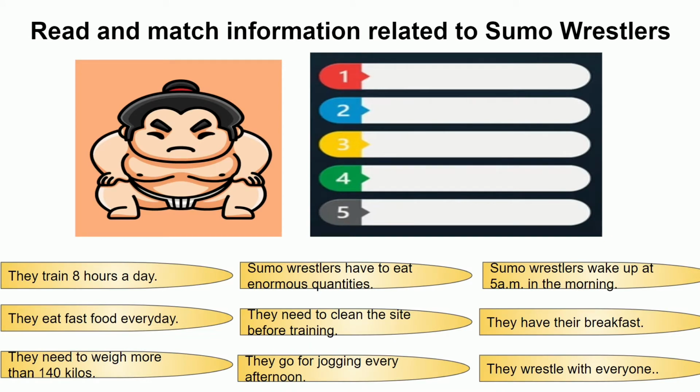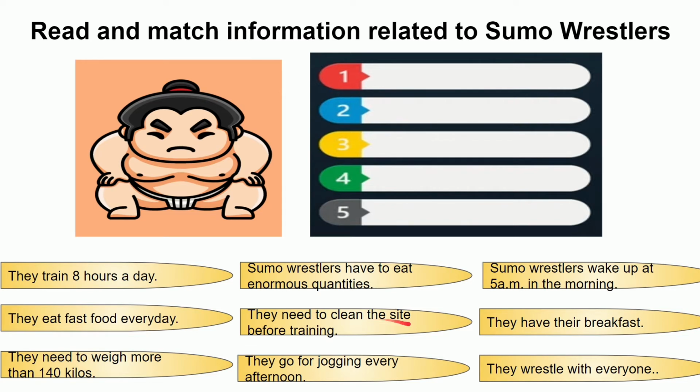Okay, now let us read and match information related to sumo wrestlers. We have gone through a typical day of a sumo wrestler, and here is some information about a sumo wrestler. Okay, let's read. They train 8 hours a day. They eat fast food every day. They need to weigh more than 140 kilos. Sumo wrestlers have to eat enormous quantities.